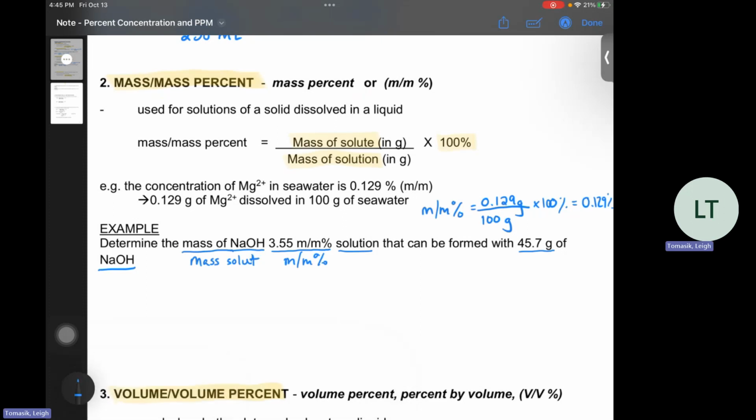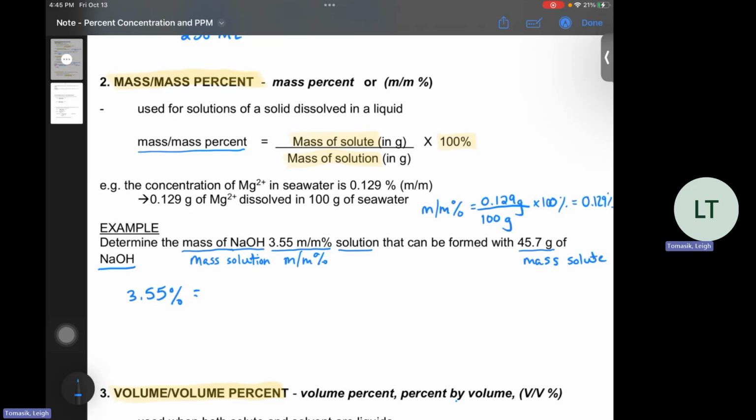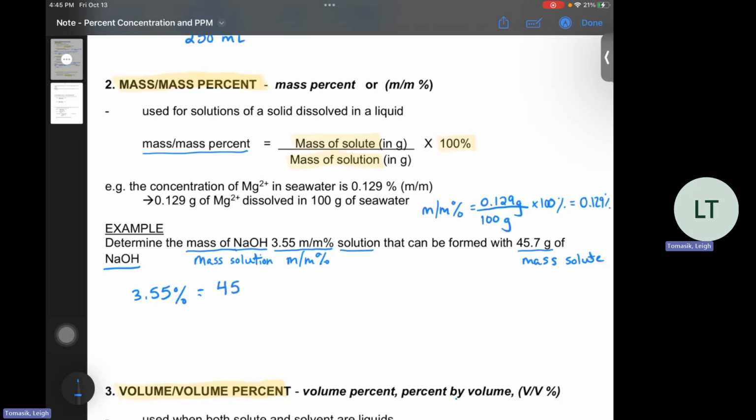I didn't read that correctly. They want the mass of the solution, and they're giving us the mass of the solute part. Okay, so a little bit different. So the mass to mass percent we know is 3.55%, which is equal to the mass of the solute, 45.7 grams, and the mass of the solution we need to find out.